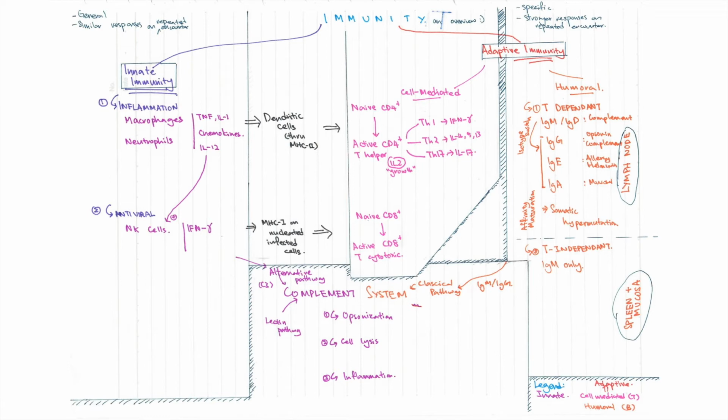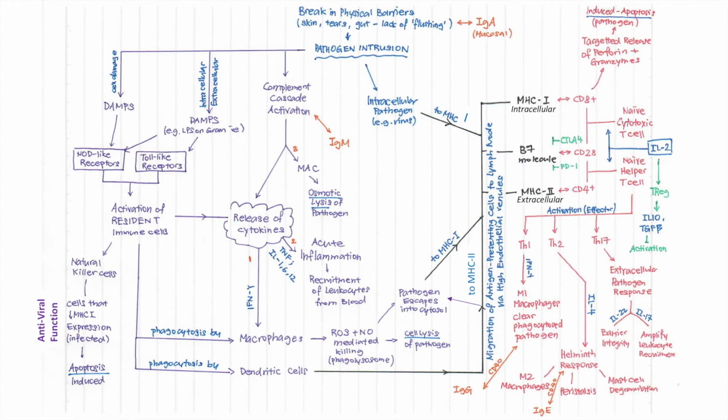Okay, just to reinforce, the classical pathway is considered a part of the adaptive immunity because it is facilitated by IgM and IgG antibodies, whereas the alternative and lectin pathways are means by which the innate immunity can start and initiate the complement cascade to produce those three effects.